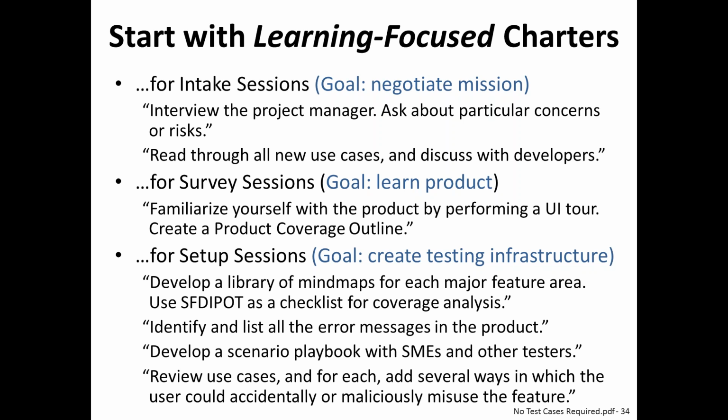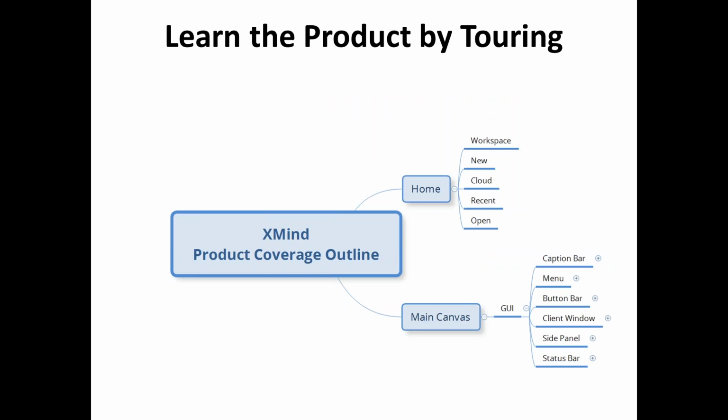Another thing we could do is we could use tools to go through the executable of the product, decompile the resources in a Windows program, or look at all the different places in which we might see the string error, identify and list all those out, and create some maps of those. We could develop a playbook of scenarios with subject matter experts and with other testers. We could review requirements documents or use cases, or we could look at specifications, and for each one identify ways in which the user could accidentally or maliciously misuse the feature. So we learn about the product by touring.